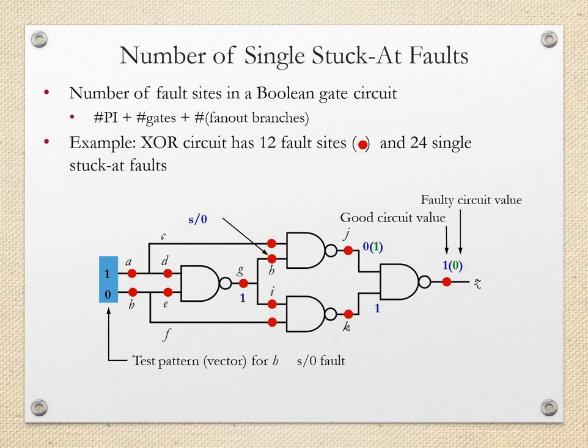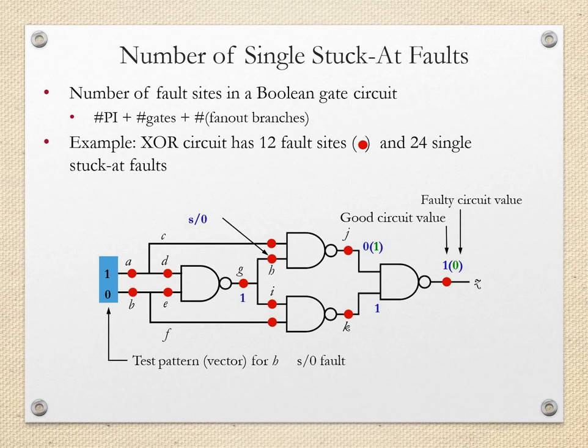So the given circuit has 12 fault sites. If you count the red bubbles here, the count is equal to 12. These dots, or fault sites, may get permanently stuck at logic 1. That gives you 12 faults, and all these points may get stuck at logic 1.